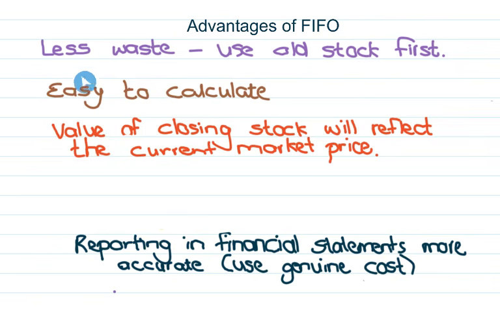Then another reason, it's relatively easy to calculate, and then the value of your closing stock will reflect the current market price. And normally in your financial statements, you will find that it's more accurate because you will use the genuine cost amounts, the genuine cost figures. While if we are using the average method, then the cost that we will have in the financial statements will not be the genuine cost.